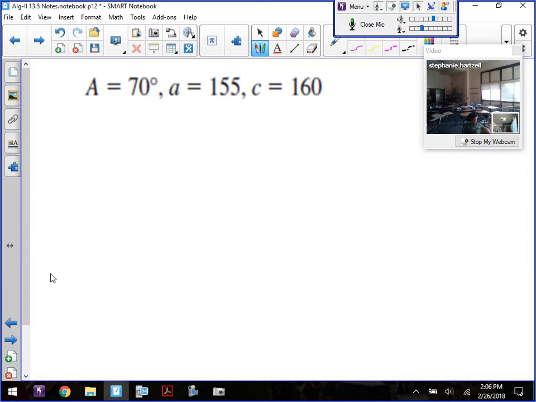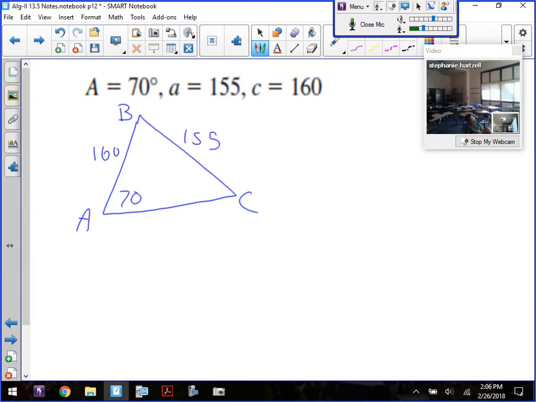And go from there. So if I'm going to start with angle A being at 70 degrees, little a is 155, and little c at 160. Remember, first thing we're going to do is draw a rough sketch. So we have 70, 155, and 160. You okay with that? What is this forcing you to find first? Angle C, good. So it's forcing us to find angle C first.